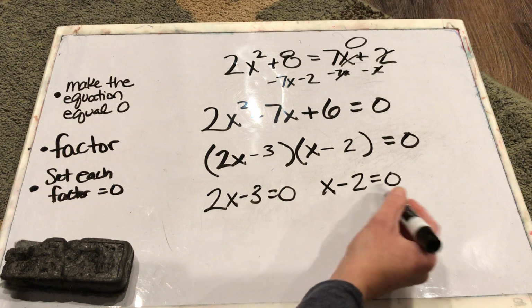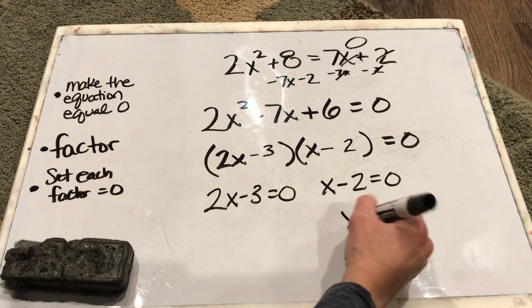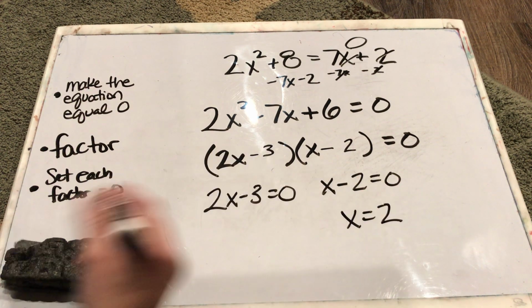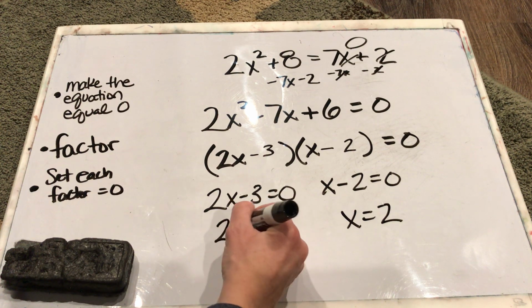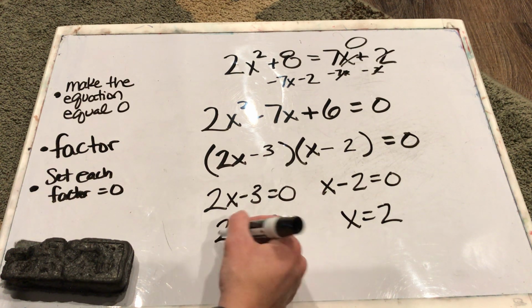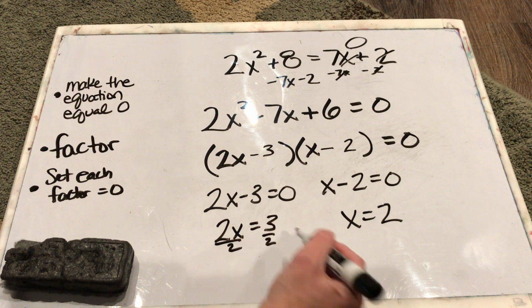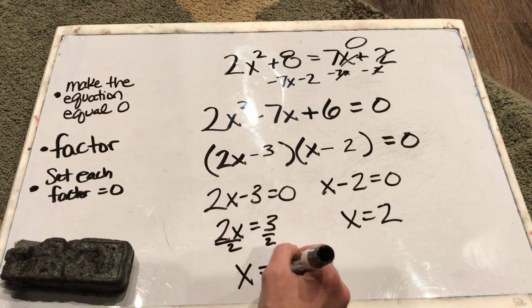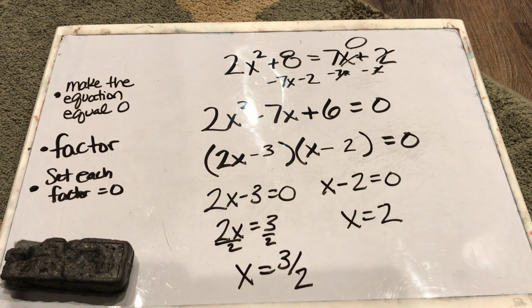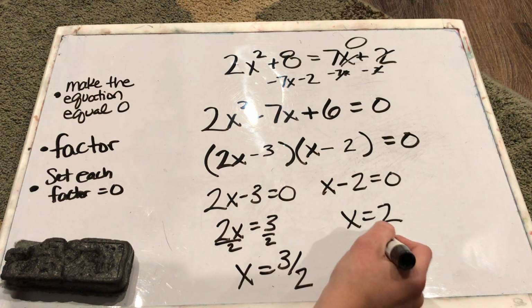This one is super easy. If I add the 2 to the other side, I get that x equals 2. This one a little harder. I'm going to take an extra step. 2x is equal to 3. Then I divide by 2, and I get that x is equal to 3 halves. Just like the first one, I can always go back and plug this in. Both of these numbers will work.